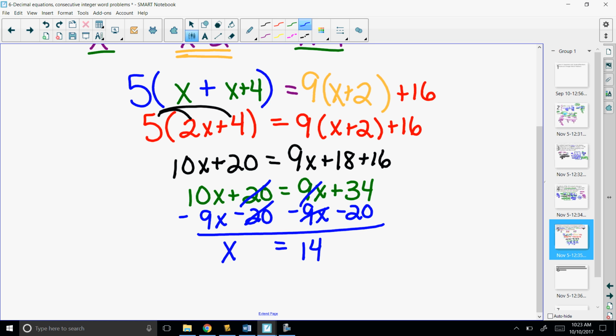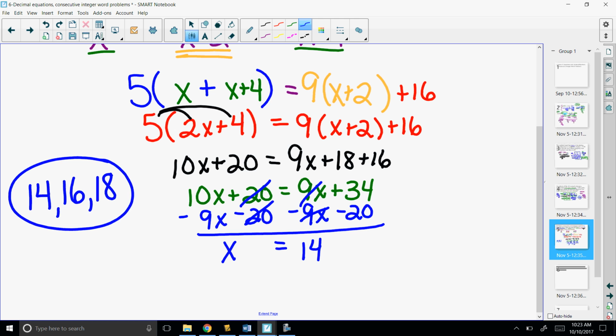14 is not your complete answer. If you tell me 14, you're incorrect. That's the first term. They ask you for 3 consecutive integers. So what are the 3 consecutive integers? 14, 16, and 18. Now keep in mind those consecutive integers were x plus 2, which was 16, and x plus 4, which was 18.